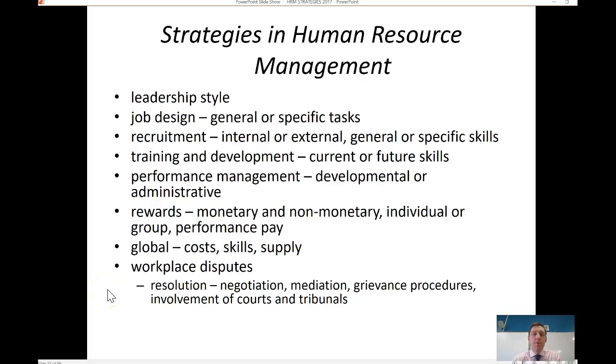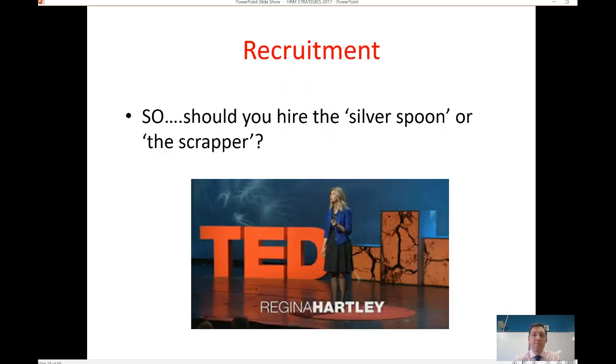The last video focused on job design, so that being the elements of general or specific tasks, and now we're going to move on to recruitment. So recruitment specifically being internal or external recruitment, and then recruiting for general or specific skills. So going back to job design and looking to recruit for people with those specific skills.